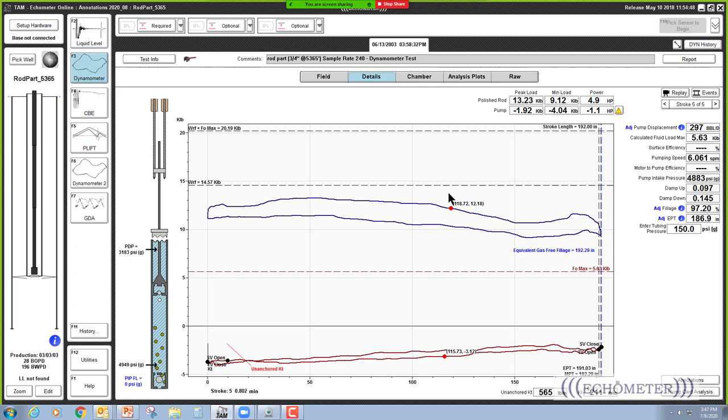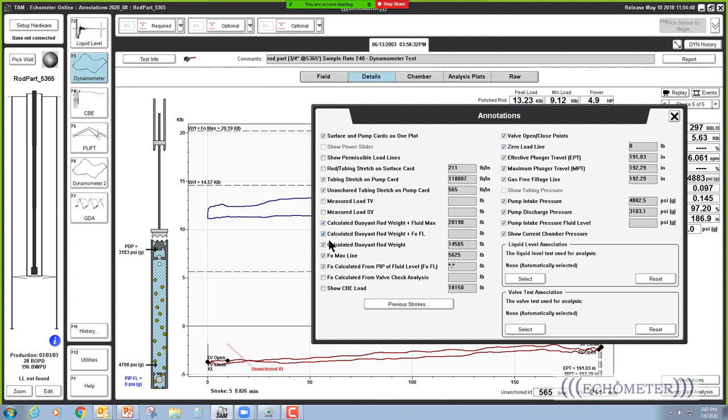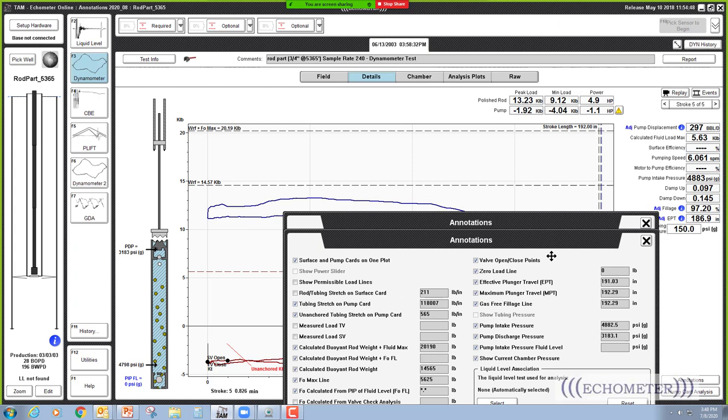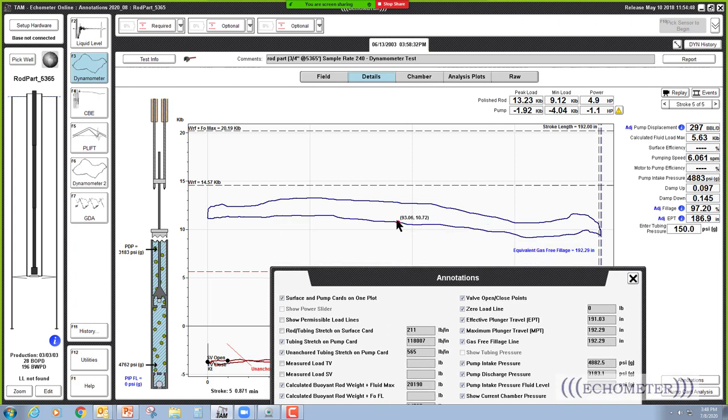This is just based on your surface load measurements, because if you go to the annotations, you can see what the weight of rods and fluid are. So right here, we show you what it should be. And if you are measuring less than that at every point during the stroke, less than 14,565 pounds, which we are, and you take your mouse and run it along everywhere throughout the stroke, the second number is the load. The first number, 50.67, is the inches of stroke. So inches of stroke versus load. And we can see that any place during this stroke, it's less than that line right there.